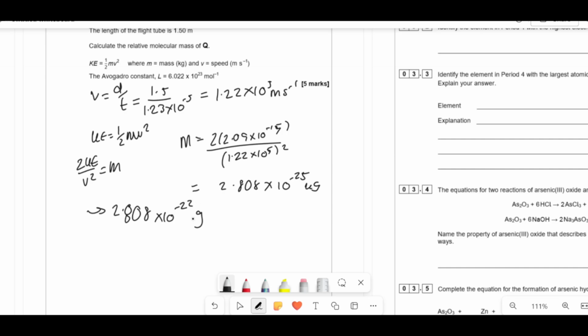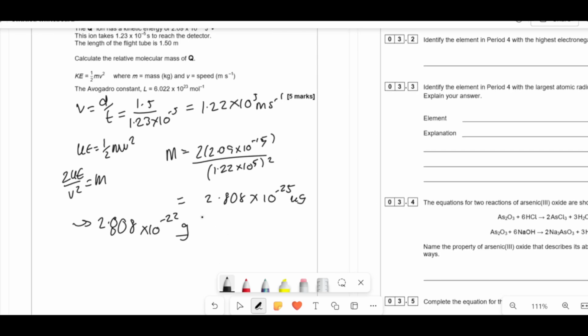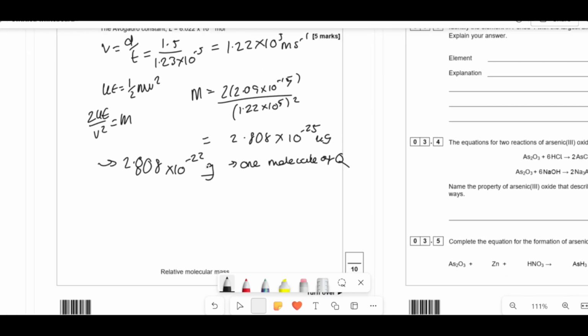Now this is the part where people fumble really hard because they're like, oh, I've got to do mass equals mole times Mr or some weird rubbish like that. Think for a second what's happening. What did you actually work the mass out of? People just sort of blindly calculate things. This is the mass of one molecule of Q. Now it's asking you to work out the relative molecular mass. All of your relative molecular masses are measured in grams per mole.